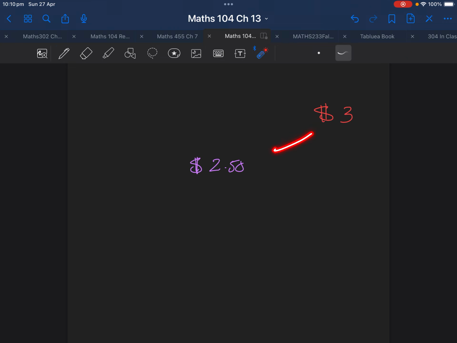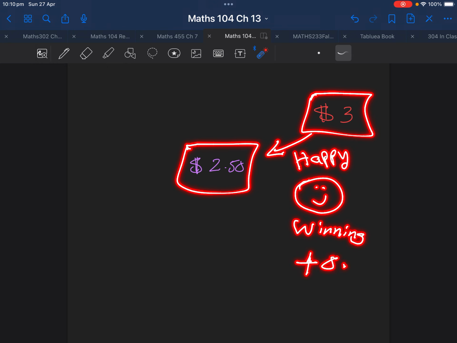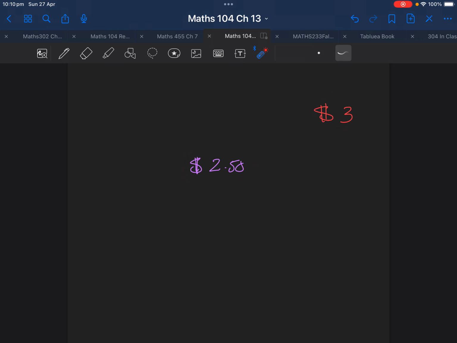Of course, what will happen? You will become so happy. You will smile, and you will think that you are winning. Why are you winning? Because you were expecting to pay $3, and now you only buy something worth 2.5, so you have $0.50 extra with you. So you are happy.